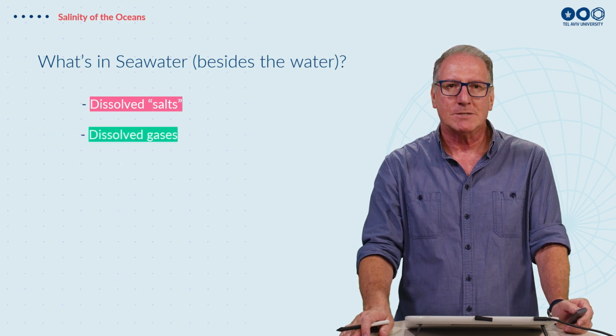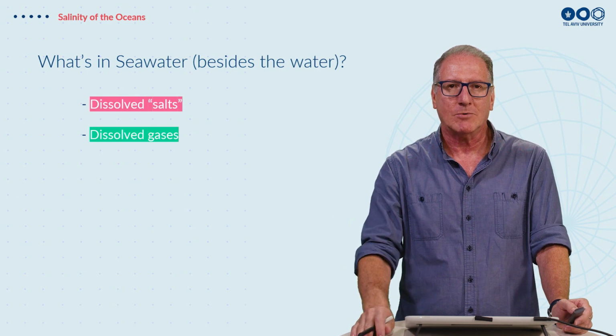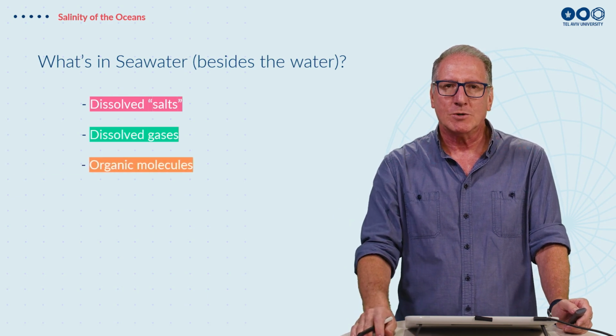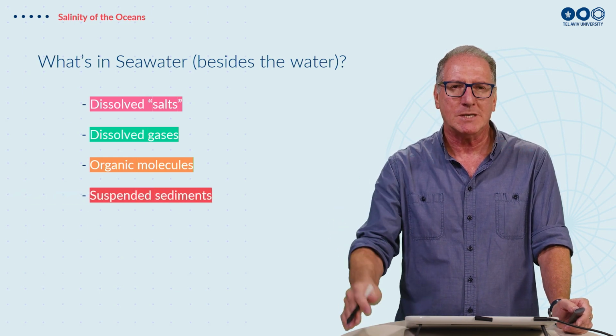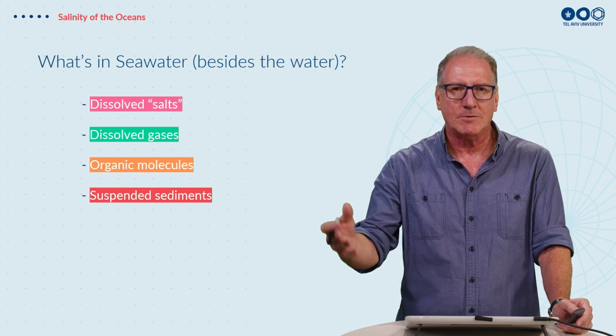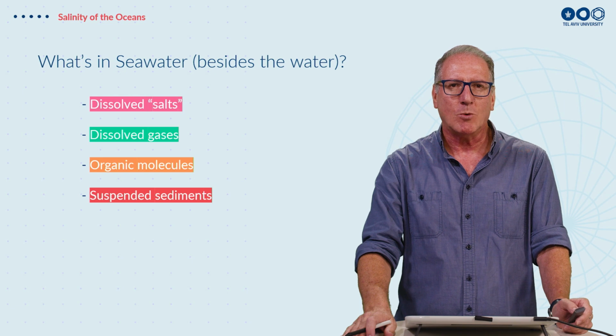But we also have gases which are dissolved in the water, and that's really important for climate and for climate change. We also have organic molecules in the oceans from organic matter. We also have suspended sediments, particles, sand brought in from rivers. So there's a lot of stuff in the seawater.